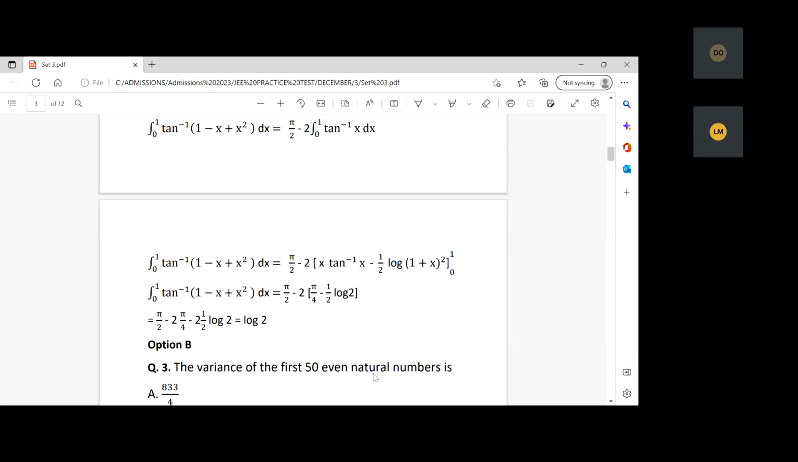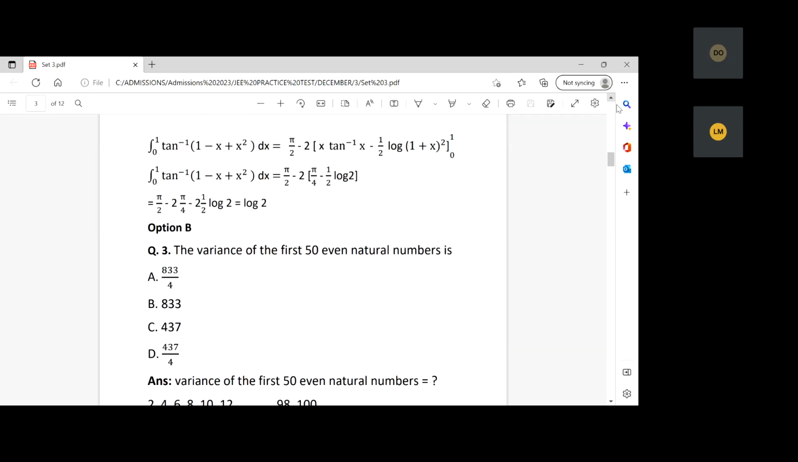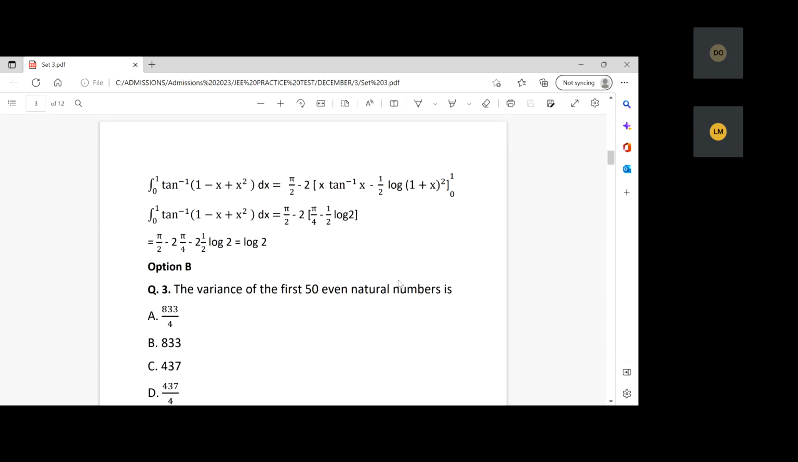Yes. So moving on to the next question. The variance of first 50 even natural numbers. This question can be anything, like variance of first 100 odd numbers or anything. But this is also a type of question which comes in competitive exams because it requires some mathematics, some calculation which can consume your time. This is one of those types of questions.